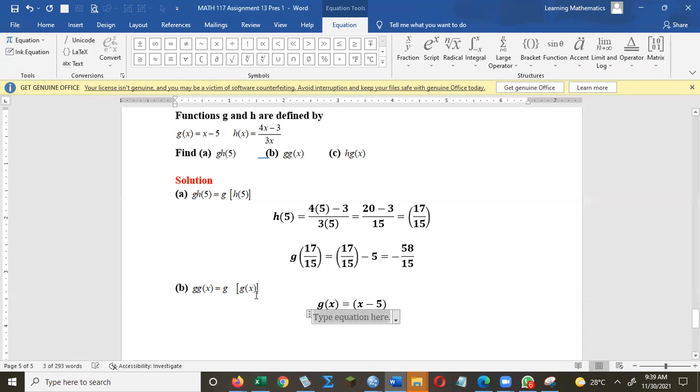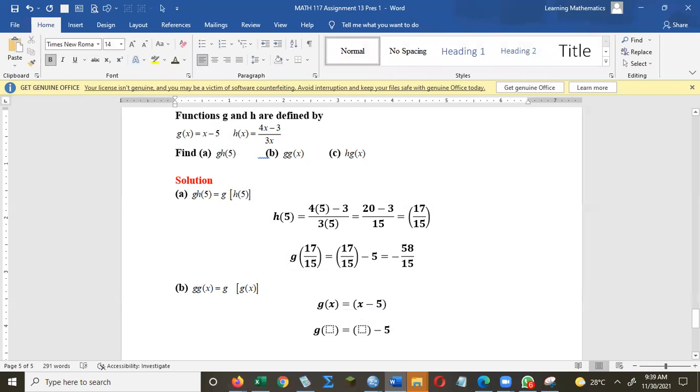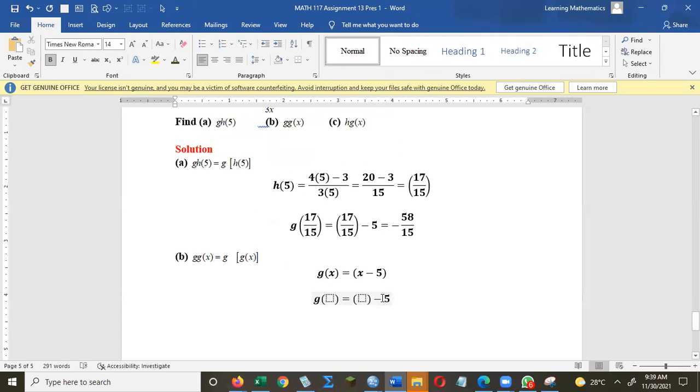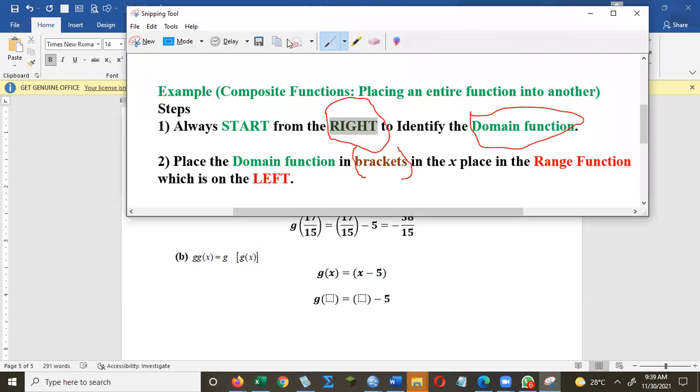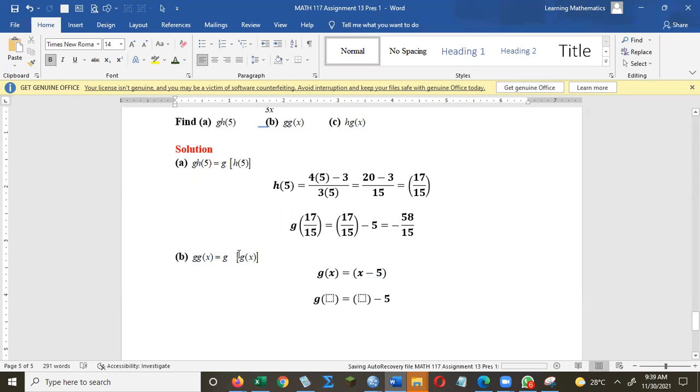When we go on the left for this example, we see another g. So we write down g, bracket, and wherever we see x, we put a bracket with x minus 5. Okay. So it's like putting g into itself. A composite function places an entire function into another. Look at that, g of x going into g. We have to put g of x into g.